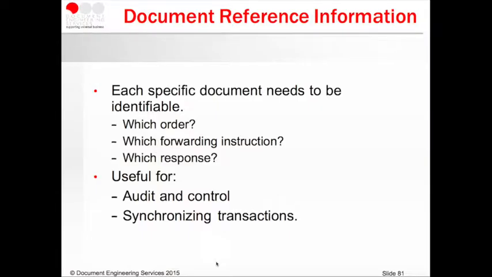Finally, one of the most common structures reused in UBL is the document reference, and that's because when we're dealing with a supply chain or a business process, there is a need to identify the state of the collaboration. So which order were you referring to, which forwarding instruction, which response, which catalogue? All of these things require us to refer to other documents. They're useful for both synchronizing the transactions, coordinating a supply chain, but also in terms of audit and control. When things go wrong, we need to find out where things are.